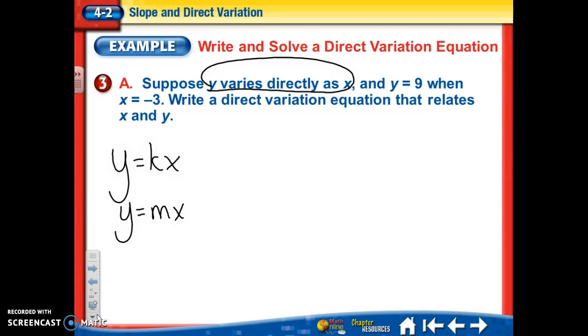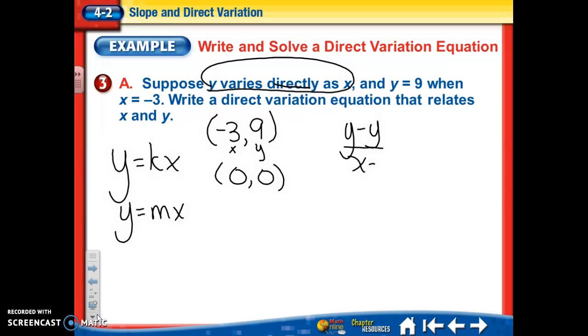So y is 9 when x is -3. That means we have the point -3, 9. Because remember, this is always x, y, always in that form. So the first thing I want to find is my slope. Well, I can either graph this and count, or I can do what they were doing a moment before. I know that one of my points has to be 0, 0, if it is a direct variation problem. So slope is y minus y over x minus x. I'm going to go 9 minus 0 over -3 minus 0, which is -9 divided by 3, or -3.